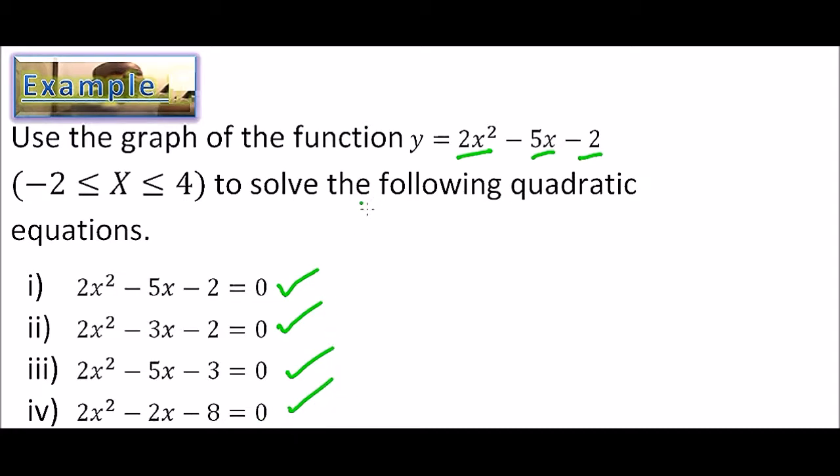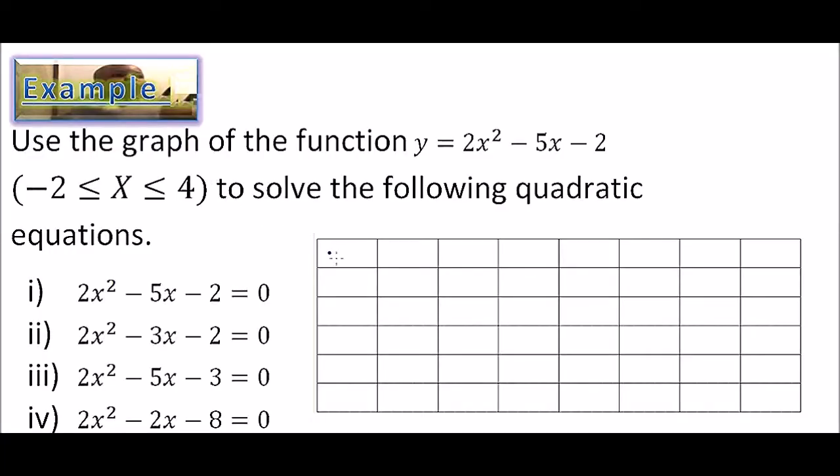Many students, when they come across such a question, tend to draw the graph of our function here, and then they plot the graph of these equations. That is not the way it is done. You only plot one graph of the function and then use that graph to solve these equations. So let's go ahead and see how it is done.